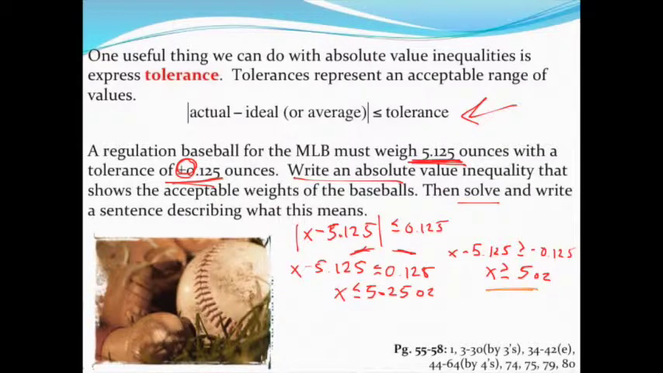So over here, I realize that my answer means the ball must weigh at a minimum, or at least 5 ounces. It's got to be at least that much, but at the same time I have to make sure I'm less than this. If it weighs more than that, it's too heavy. So I have a baseball that must weigh at least 5 ounces, but at the same time it's got to be at most 5.25 ounces.